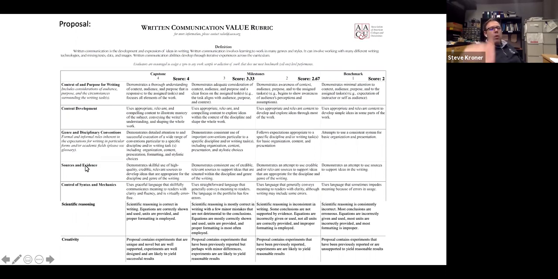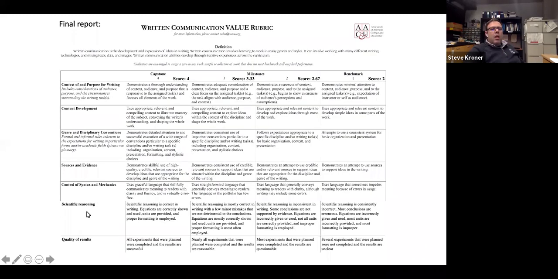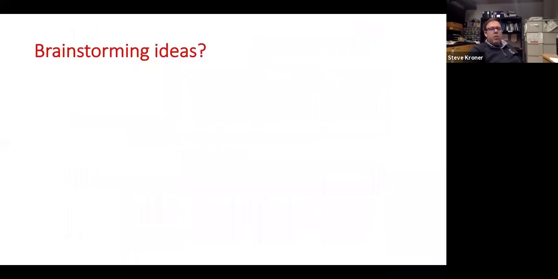Like the main thing we look for is if you need a citation, do you give the citation? So citing ideas correctly is important to do. Grammar, scientific reasoning, and creativity. Same thing with presentations, looking for essentially the same sort of idea of organized presentations, good language and delivery, supporting materials like graphs, tables, figures, central message, reasoning, and creativity. Final reports, we look at the quality of your results as one of the items. So just some basic rubrics there.